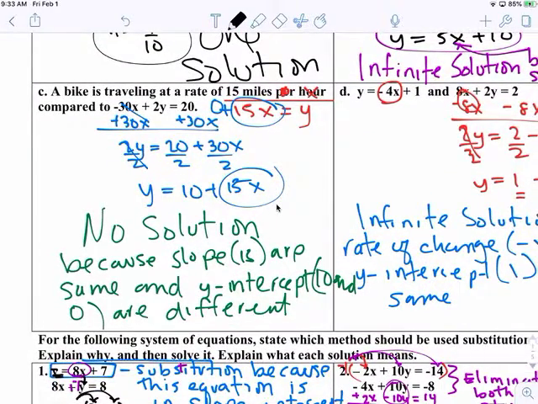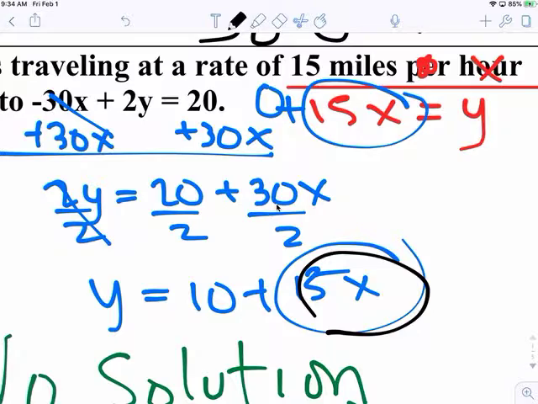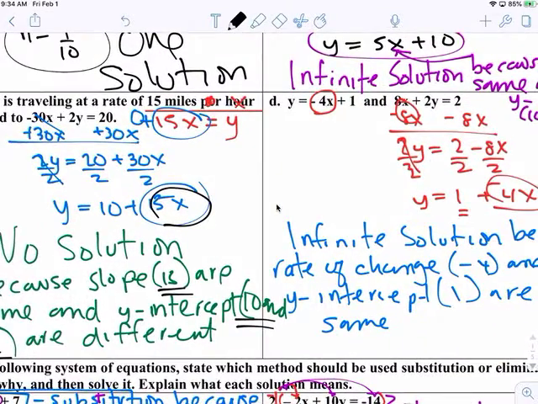No solution because the slopes are the same, slope of 15, and the y-intercepts of 10 and 0 are different. You need to solve this. Make zeros and divide like that. Okay, D.